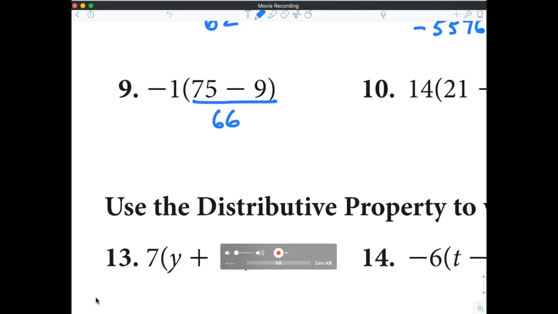All right? So again, remember, whenever you subtract 9, subtract 10 and add 1. That's the easiest way to do it. So 75 minus 10 is 65, plus 1 is 66. Now, it's 66 times negative 1, which we all know is? Negative 66. Beautiful.